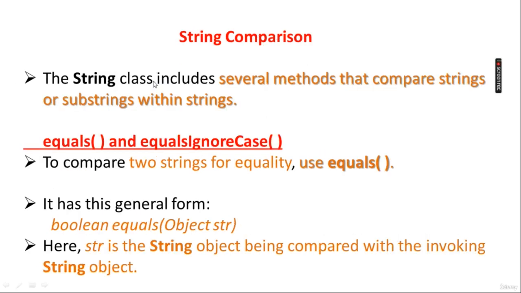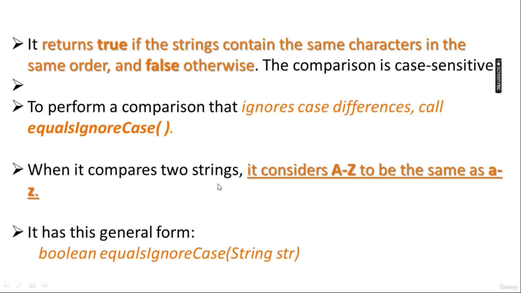Then string comparison. The String class includes several methods that compare strings: equals and equalsIgnoreCase. equals compares two strings for equality. Okay. So what is the format? boolean equals(Object str). It will return a boolean value, and I am passing the string object. str is the String object being compared with the invoking String object. It returns true if the strings contain the same characters in the same order, and false otherwise. Okay. So if an exact match is there, then it will give the true result.